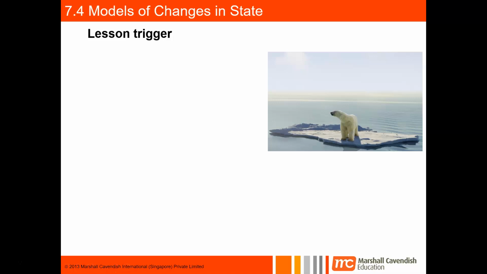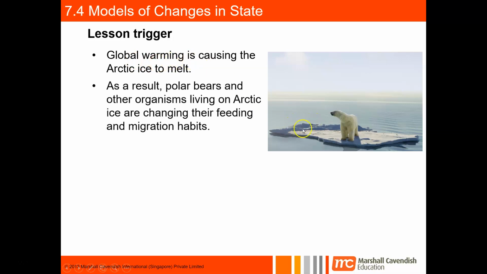Now, this here is a picture of a polar bear. What name shall we give him? Let's call him Pinky, the polar bear. He is currently on a piece of ice. However, his piece of ice is melting, and this is because of global warming. As a result, polar bears and other organisms are forced to change their feeding habits. That means that they are forced to travel further distances to find food, and oftentimes they fail in finding food and they become starved.